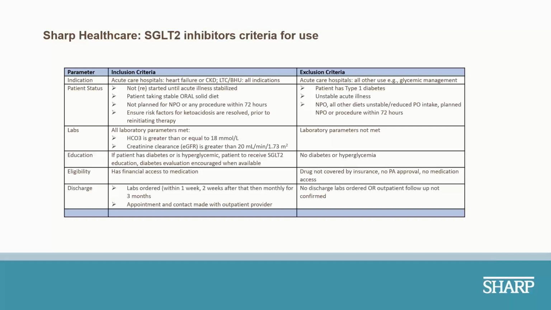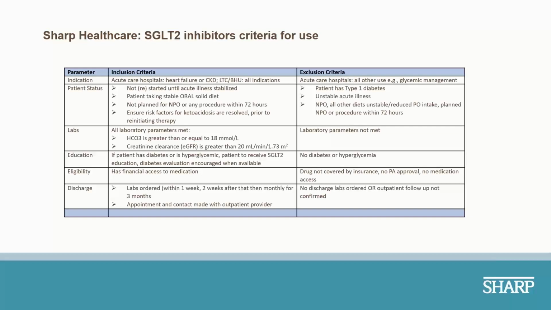So I'm going to step back a little bit. This is a particular person that was already on it. She came in and she still had some issues. If we have patients that are going to be going on SGLT2 inhibitors per discharge, let's say they came in, they have heart failure or something like that, we actually have inclusion criteria at Sharp hospitals where you have to be having heart failure, or you can have a CKD, and all indications in the acute care.